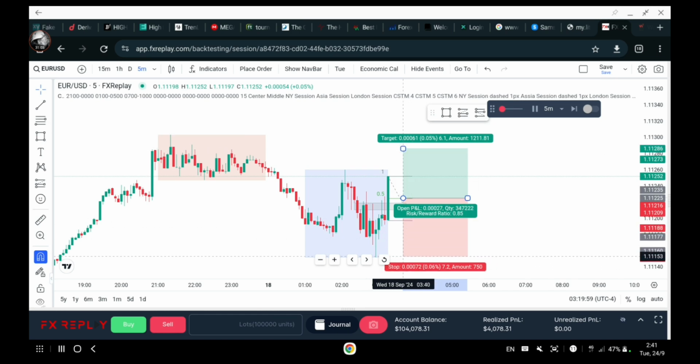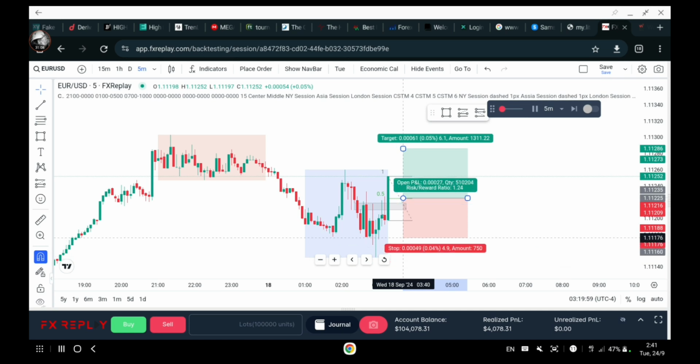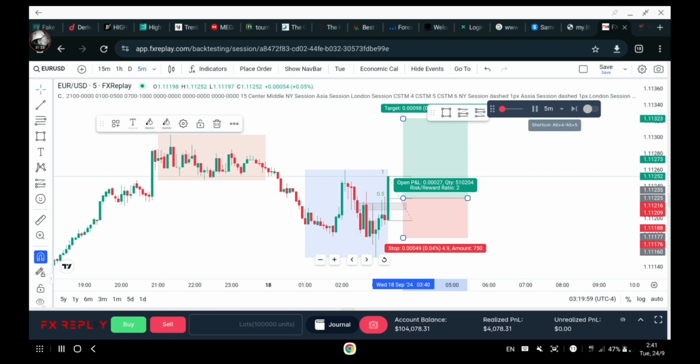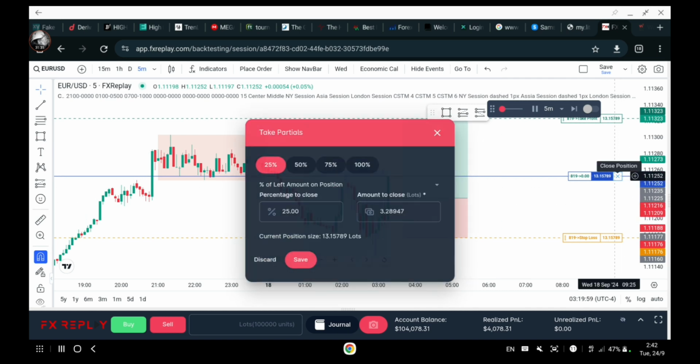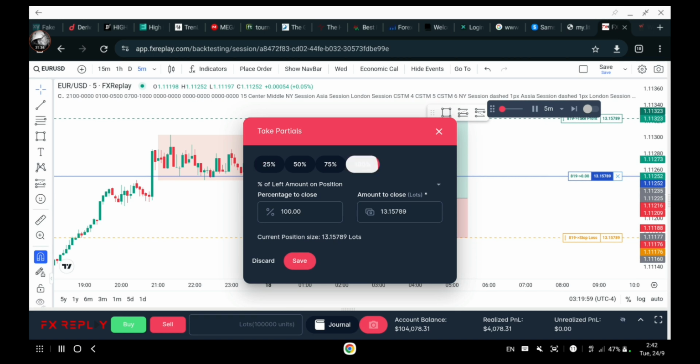If we put our SL here, it would be worse. So we can put our SL around here and target a 1 to 2. But we have to be cautious with this entry mechanism. So we just have to play with our stop loss, close buy. Let's see. Oh, made an error. Let's close this.